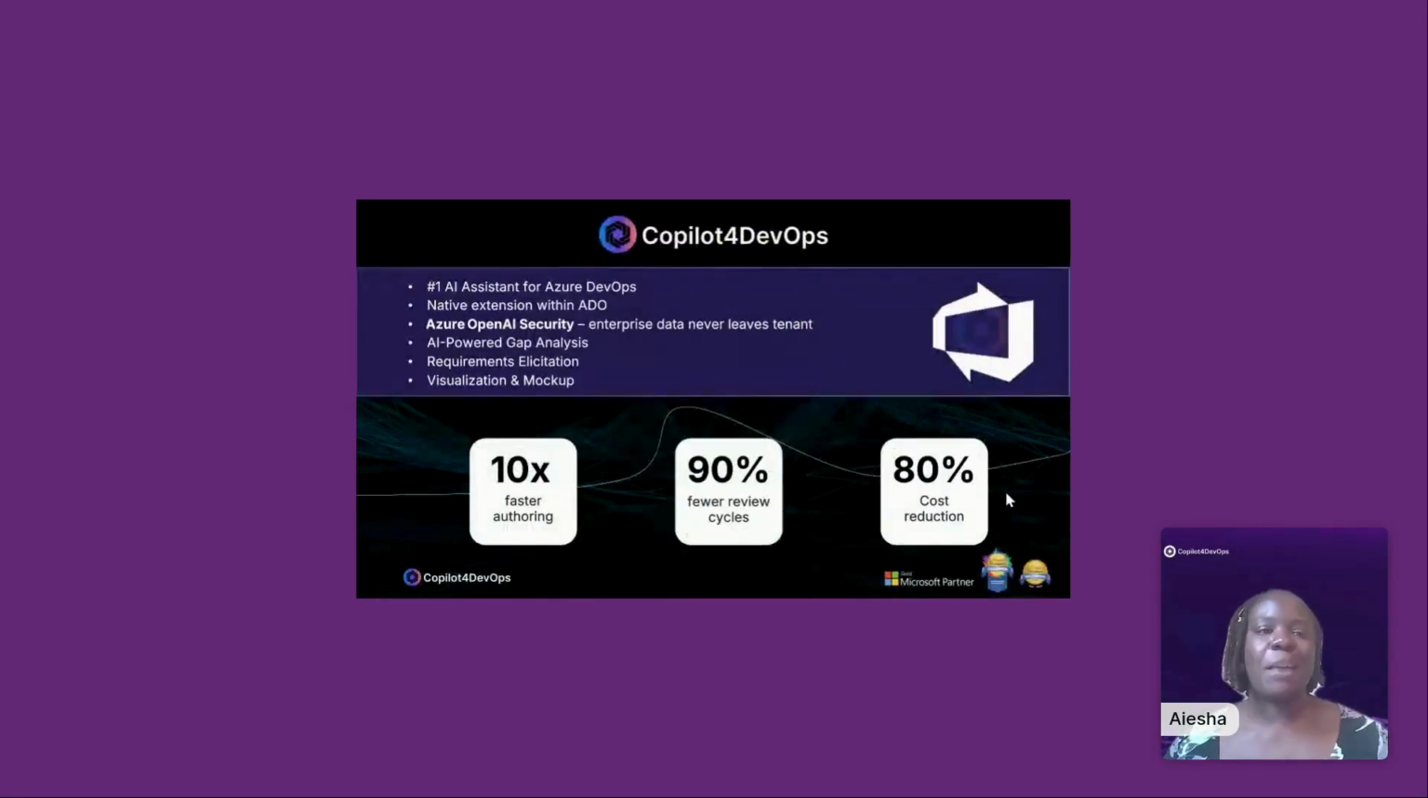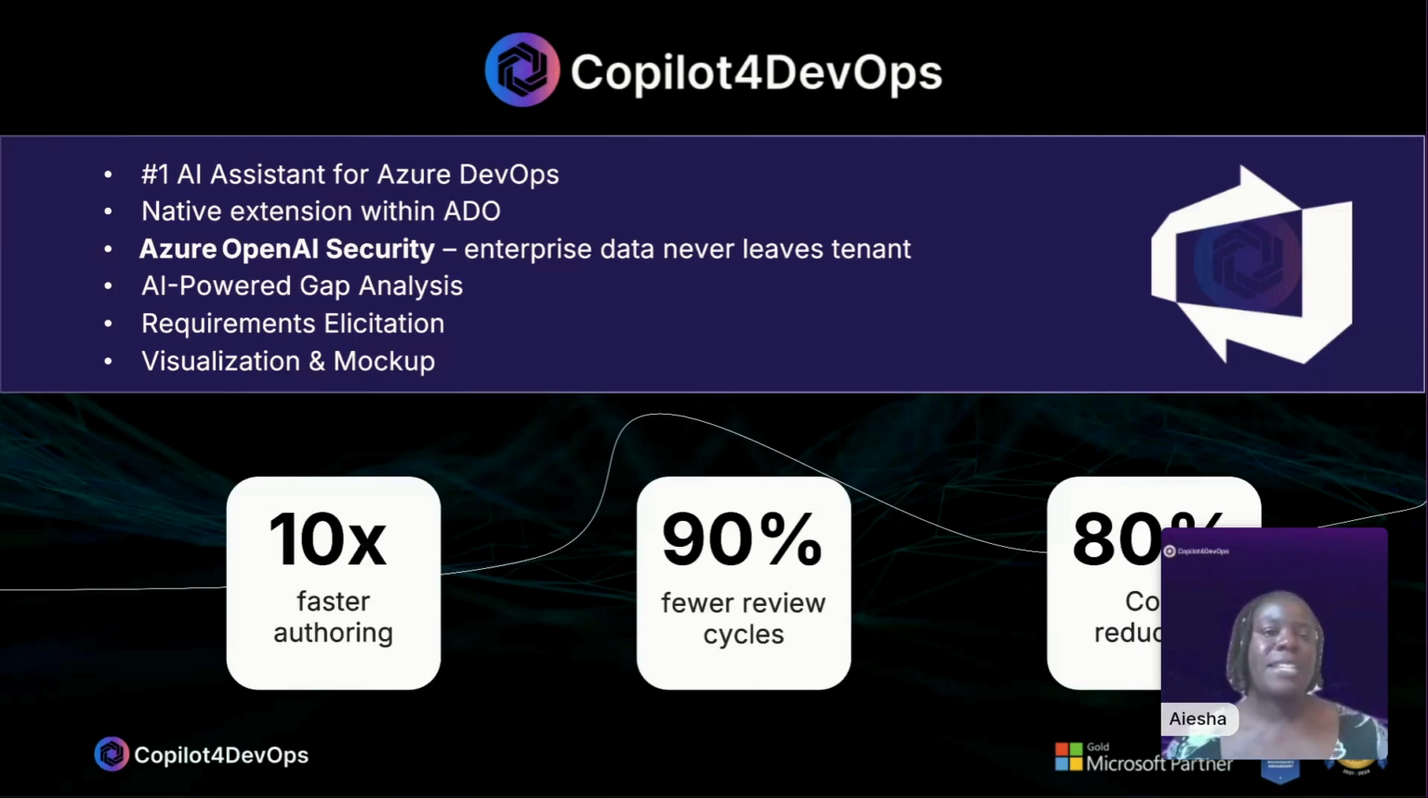Copilot for DevOps is the #1 AI assistant for Azure DevOps. It is a native extension within Azure DevOps, and your enterprise data never leaves your Azure DevOps tenant. So we are covered by Azure OpenAI security. Also, you can perform AI-powered gap analyses using Copilot for DevOps. You can elicit your requirements, as well as perform a number of visualizations and mockups as well using this tool.